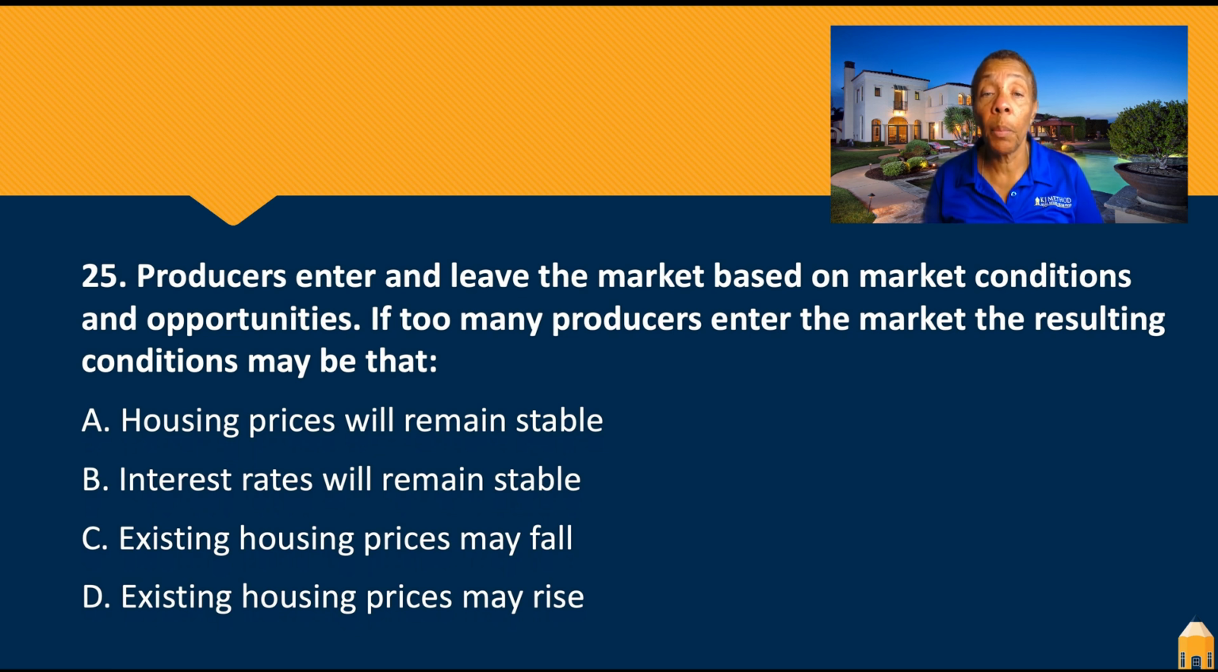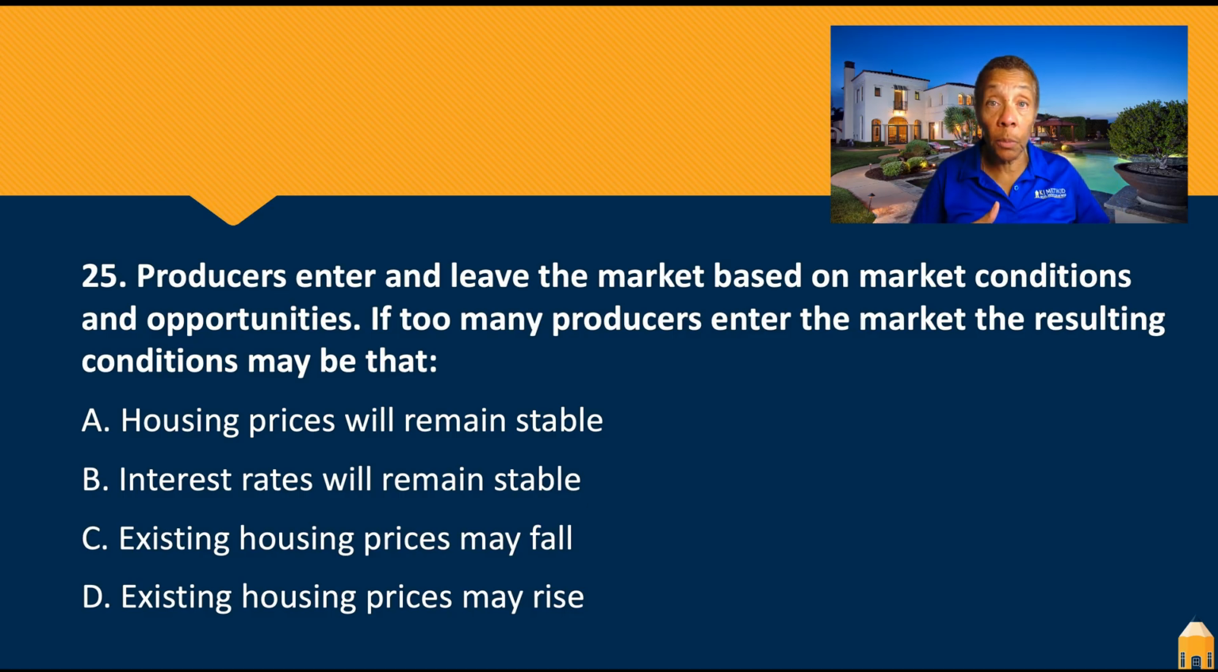So what do you think about this? Producers enter and leave the market based upon market conditions. Too many producers are coming into the market. Let's say a lot of builders are coming into the market. So eventually, the existing housing prices are going to fall. Why is that? Because at a certain point in time, they would have met all of the demand, right? So they see a lot of people need houses.